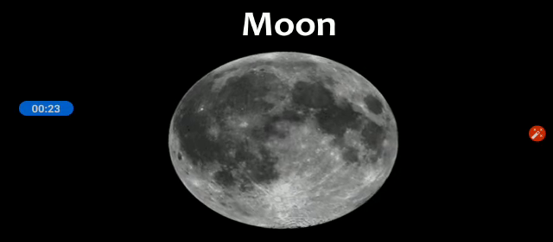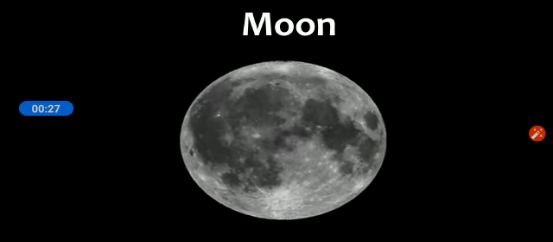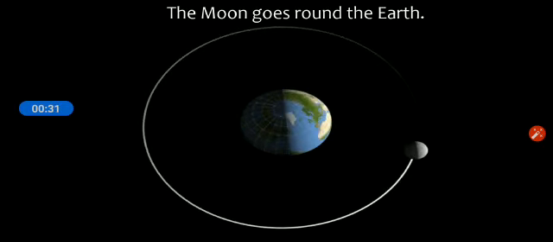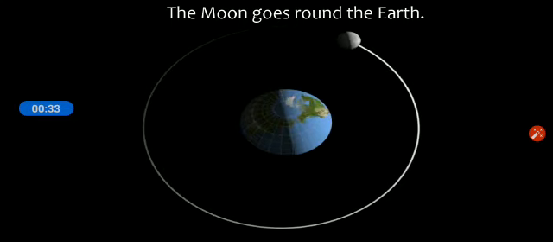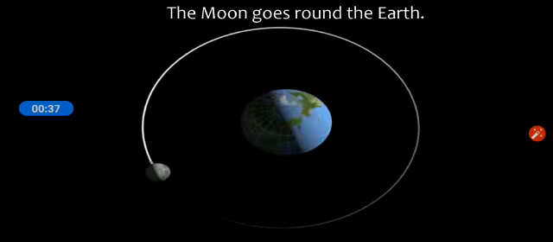Students, the moon is round like a ball. Moon is much smaller than the earth. The moon goes round the earth. Remember, earth goes round the sun.